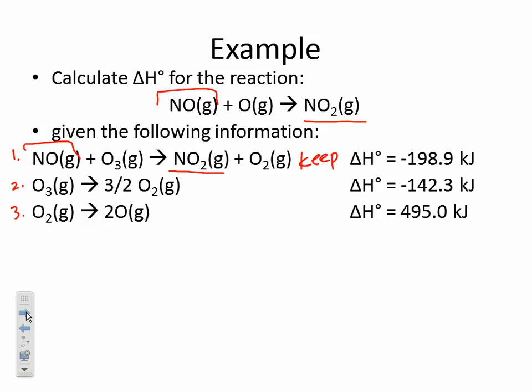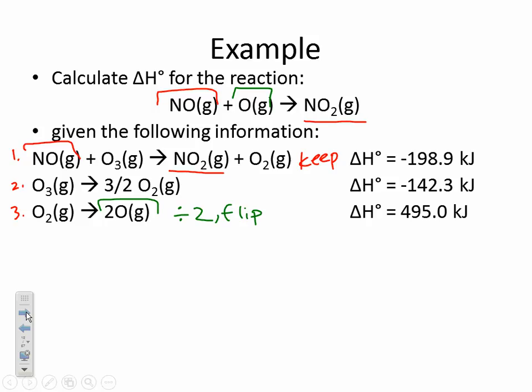O2 gas goes to 2O gas. So this one, when I look at the overall reaction, gives me the O, which is in the overall, but I don't have the right amount of O, and it's not on the correct side of the arrow. I only want one O, and this has 2, so I know I'm going to have to divide everything by 2. And I want it on the left instead of the right, so I'm going to have to flip it.